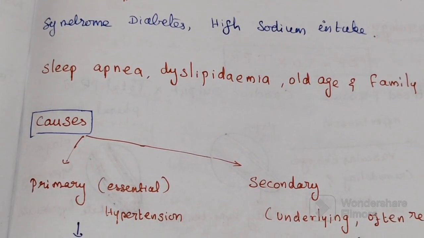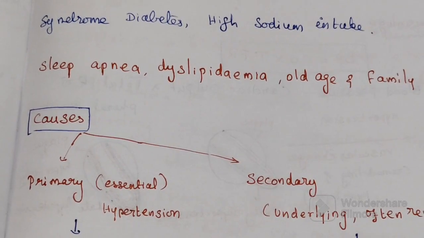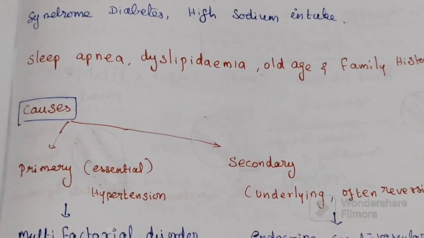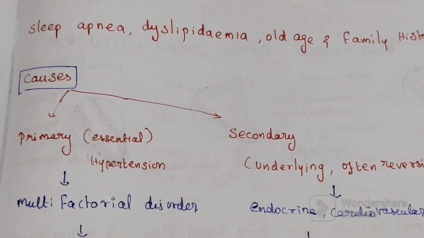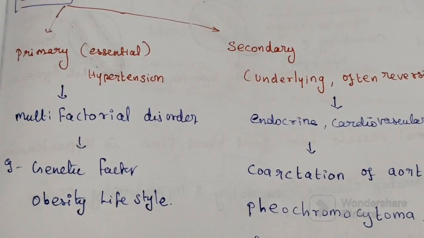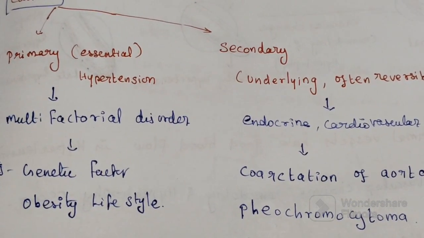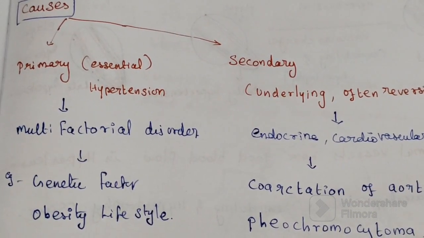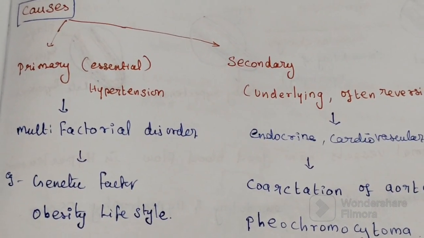Hypertension can be categorized as primary and secondary. Primary is also known as a multifactorial disorder because of genetics and obesity.